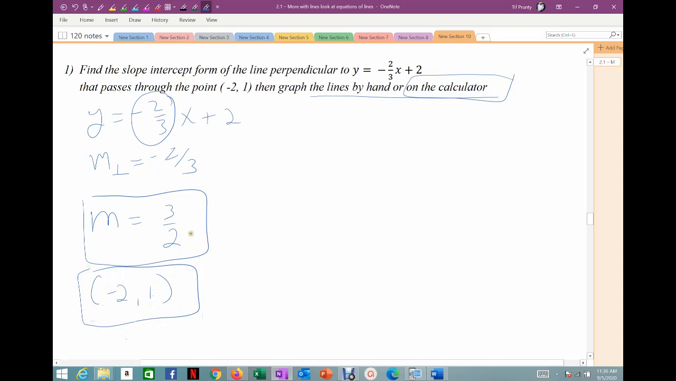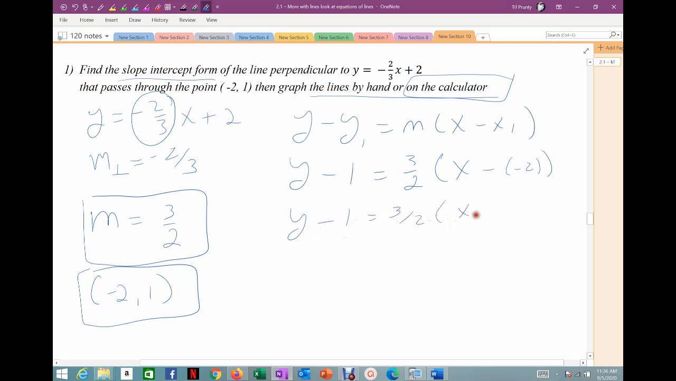So I'm going to use the point slope equation and then simplify it to put it into slope-intercept form. Point slope equation, remember, is y minus y1 equals m times x minus x1. Plug in your point and your slope. So y minus the y value, which is 1, equals the slope 3/2 times x minus the x value, which is negative 2. And then I'm going to simplify it. y minus 1 equals 3/2 times x plus 2, because negative, negative means a plus.